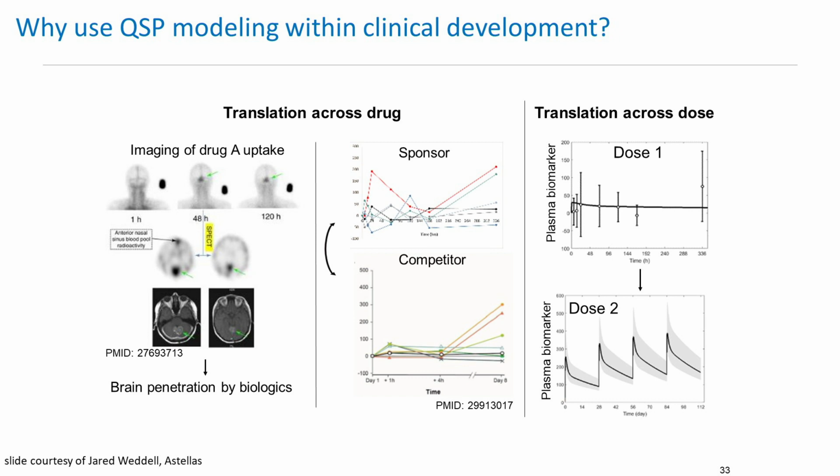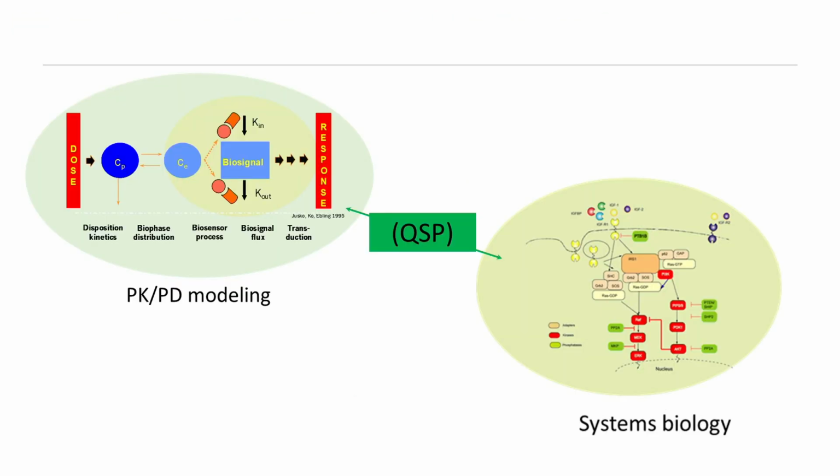Because we have a PK and PK/PD component attached to a systems biology model, you can look at what happens downstream at different biomarkers and different endpoints when you change the dose. So this is all I'm going to say about QSP models, except to tell you that you are going to be seeing more and more of these over time.